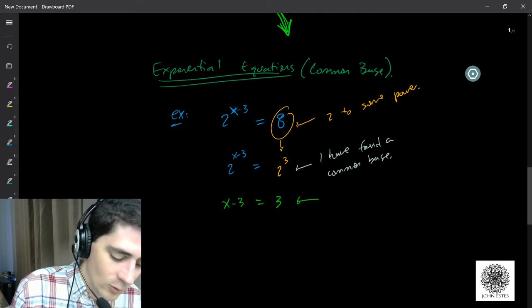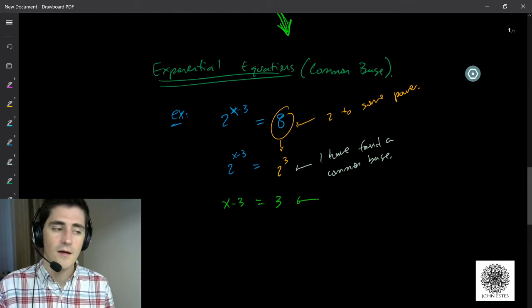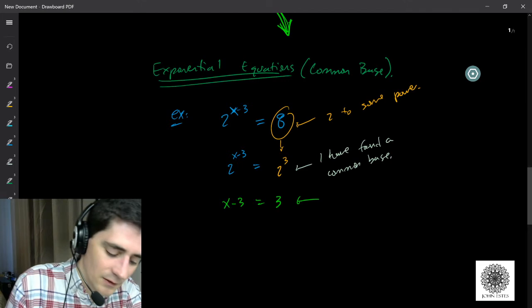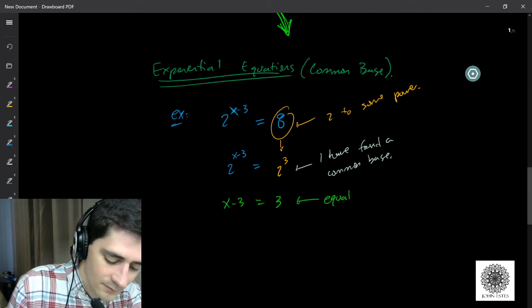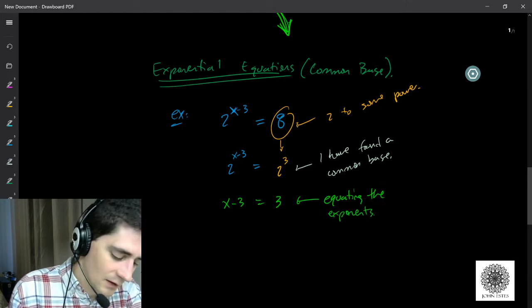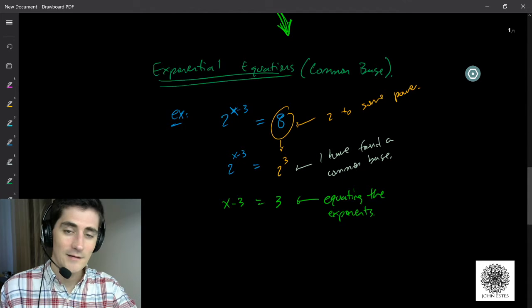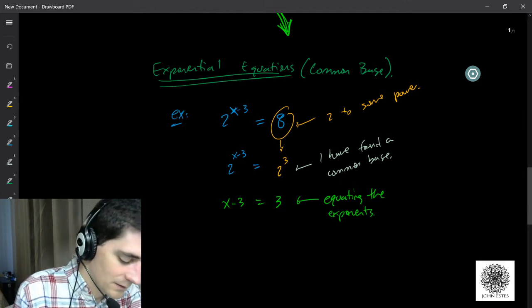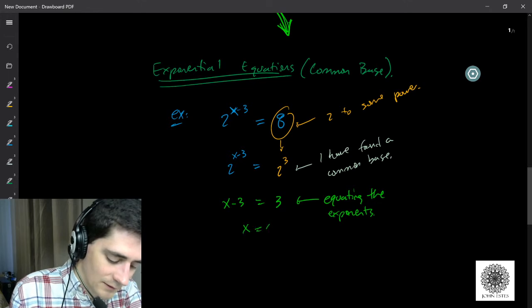And so once I have found a common base, I'm not dropping the bases, even though we say that sometimes. What I'm doing is just equating the exponents. I'm just setting the two exponents equal to each other because 2 to the x minus 3 power has to equal 2 to the 3 power. So now I can solve this using linear equations to get x equals 6, and that's my solution.